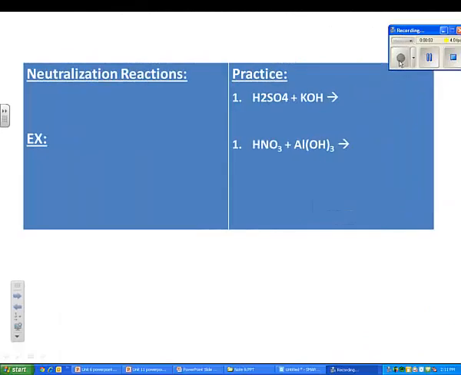Alright, so now we're going to get into some reaction types. There's three main reaction types you need to know. The first one of these is going to be neutralization reactions.